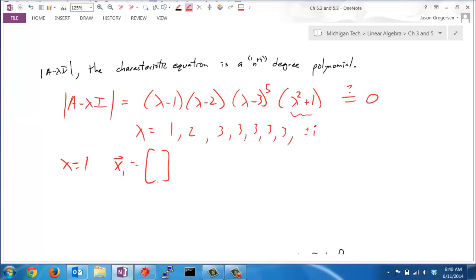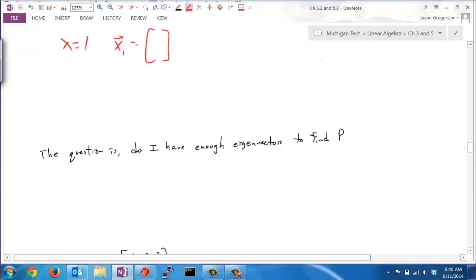Now when I go over here to my complex values, these are really 2 roots. It's plus i, minus i. Those are both distinct, so this will give me 2 eigenvectors. So this will be fine. The question really is these repeated roots. How am I going to handle these things? So the question is, do I have enough eigenvectors to find my P, to form this matrix?